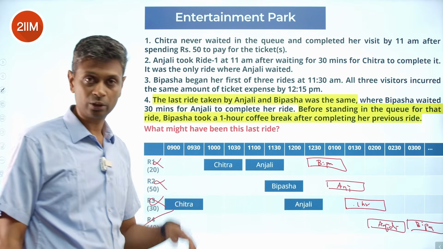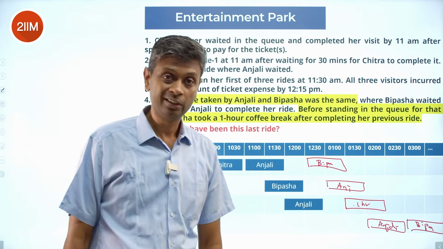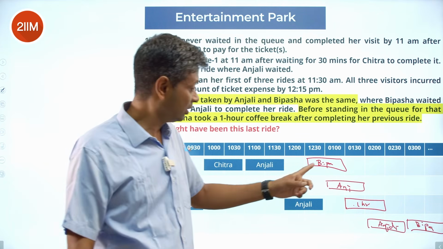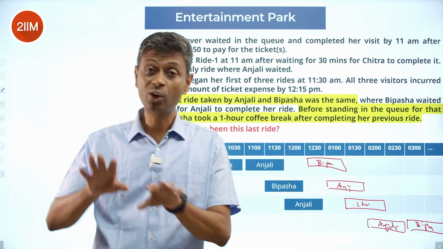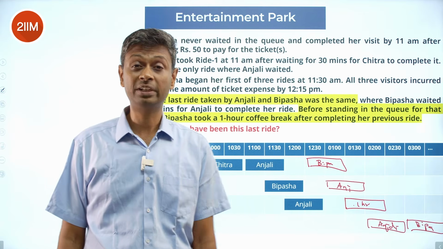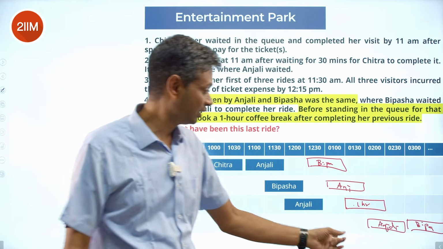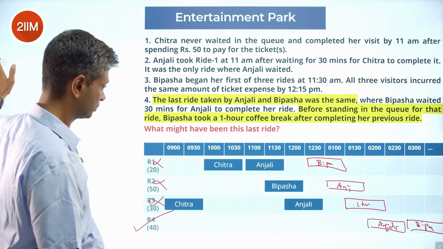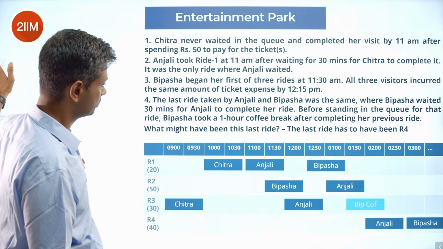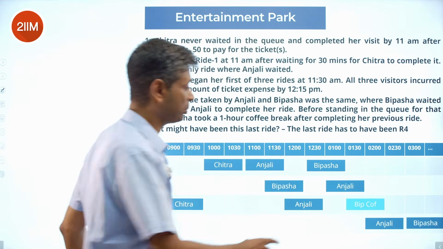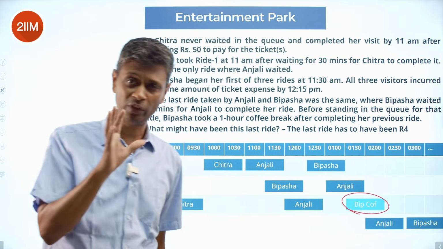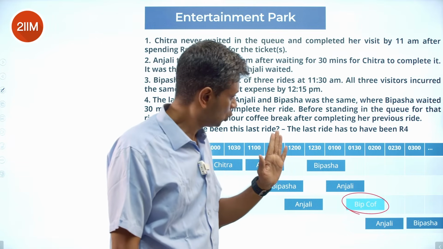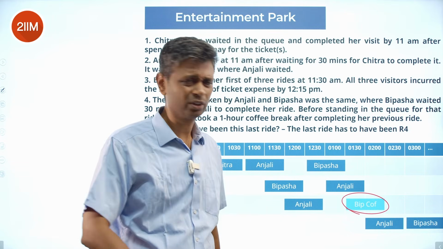So Bipasha starts with R2, 11:30 to 12:30, then goes to R1, 12:30 to 1:30, takes a coffee break, 1:30 to 2:30, goes to R4, finds that Anjali is there, waits for half an hour, starts at 3, finishes off at 4. I put Bipasha's coffee break here. It's a 1 hour coffee break. I'm not saying she's sitting at R3 and taking a coffee break. 1 hour coffee break from 1:30 to 2:30. Nice. You've got the whole thing nailed now.